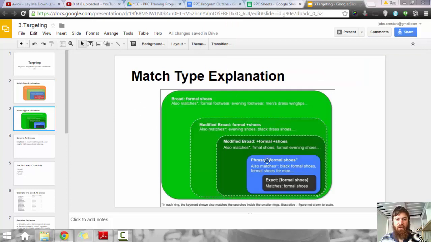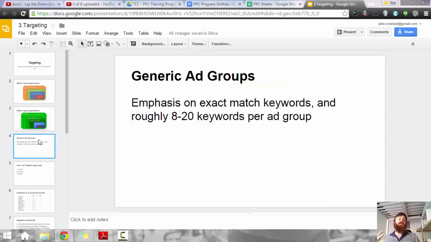I just put this slide in just to give some more examples. Formal footwear, formal shoes matches with men's dress wingtips, for instance. Whereas if you're using a modified broad match like here, it would match with formal evening shoes, etc. So people can add words or subtract words. So let's go into this.